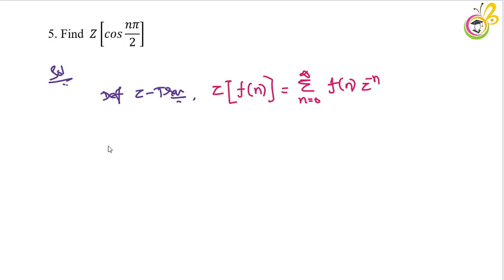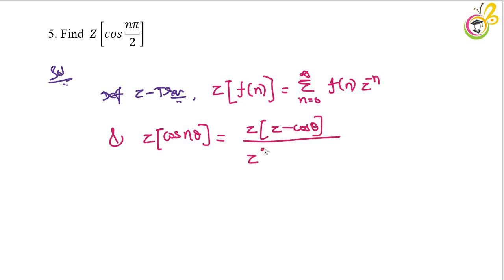So the next problem is to find Z of cos n pi by 2. So again we consider the definition of Z transform, and also we know that Z of cos n theta is z into (z minus cos theta) divided by z square minus 2z cos theta plus 1. Now put theta equal to pi by 2.